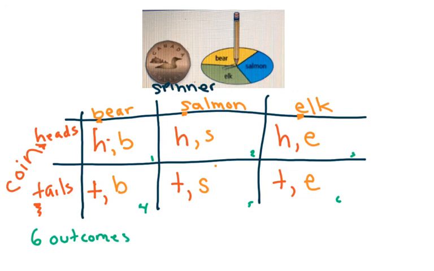Okay? And if I ever ask for what are those 6, you will just list them. You just list those outcomes. Okay? You tell me. It's HB, HS, HE, TB, TS, and TE.